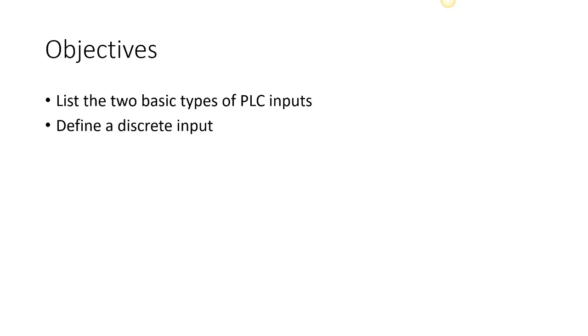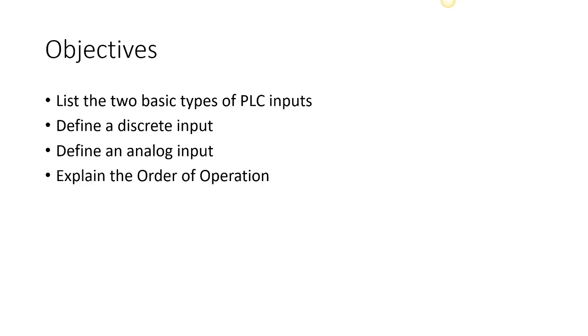So we have some objectives in this lesson. We want to list the two basic types of PLC inputs. We want to define what a discrete input is, and we want to be able to define what an analog input is and be able to differentiate between those two. And we want to be able to explain the order of operation, which is basically explaining how the PLC that we're using in class is going to function each cycle.